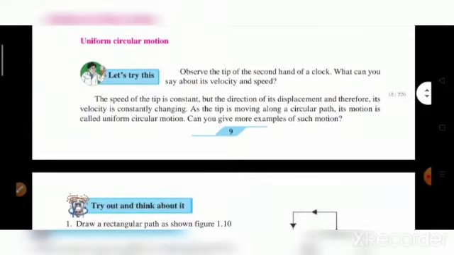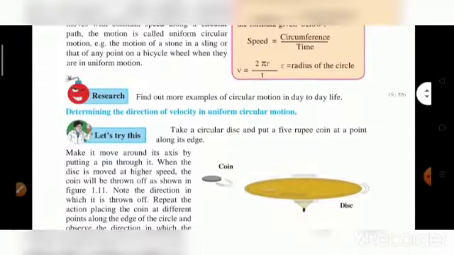Then we have seen about the uniform circular motion, and then we had taken an example of a clock. As the tip is moving along a circular path, its motion is called uniform circular motion.